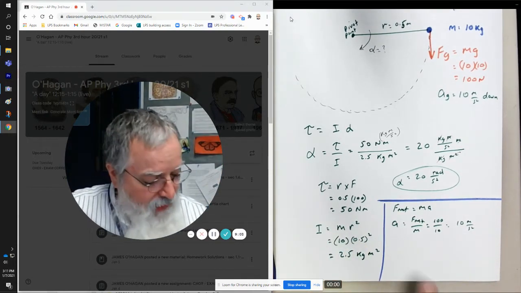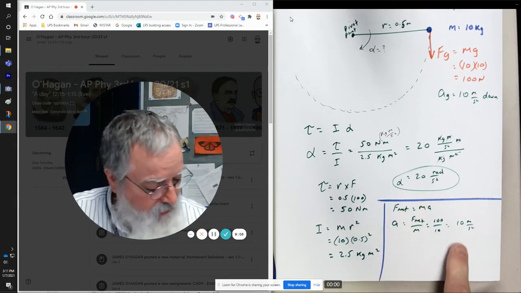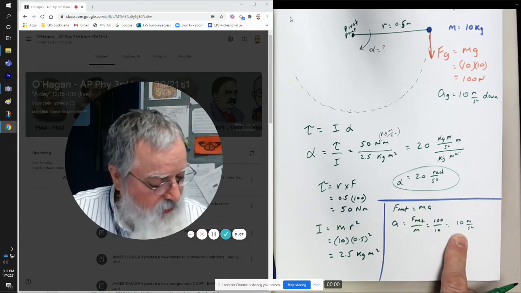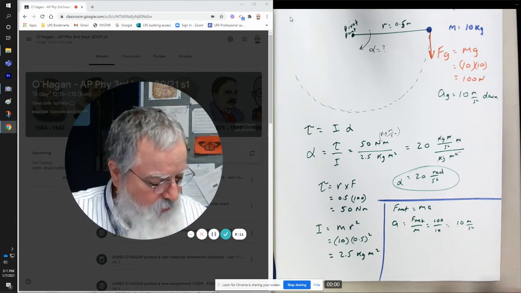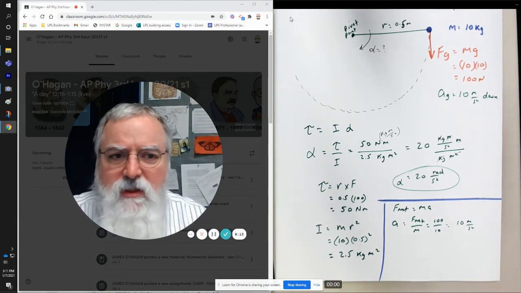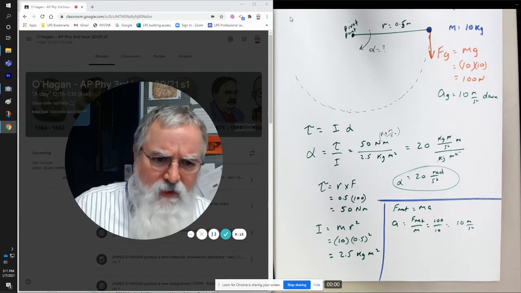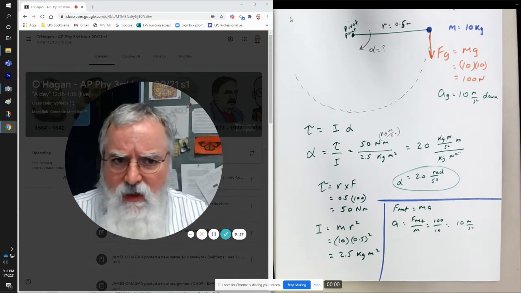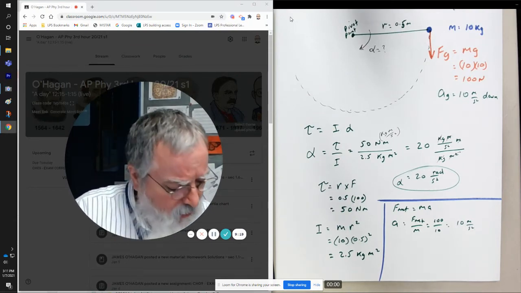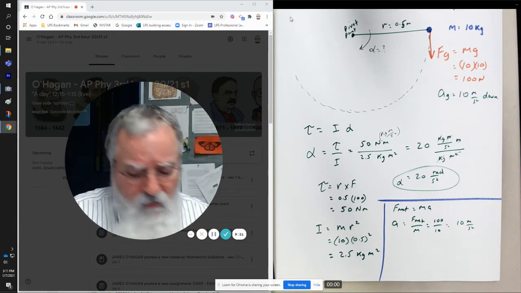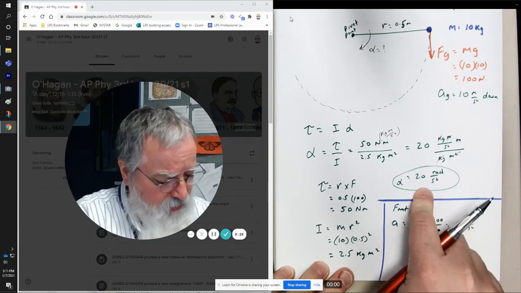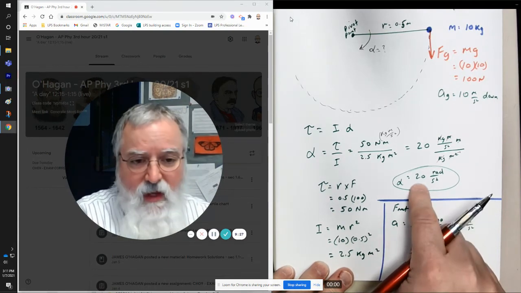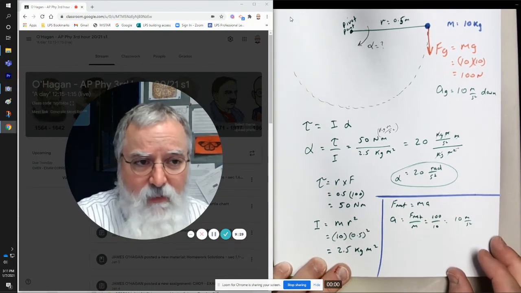All right, so my angular acceleration is 20 radians per second squared. My linear acceleration is 10 meters per second squared, down. I'm just worried about the size. But here's what's kind of cool. There's a way to go between angular acceleration and linear acceleration. So let's turn this linear acceleration into an angular acceleration and see what happens.